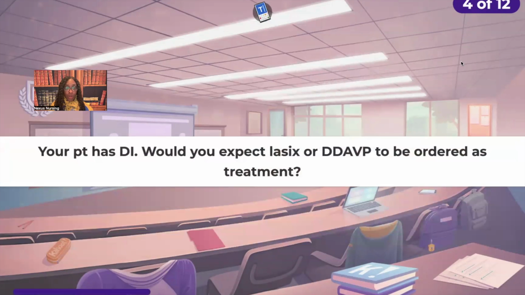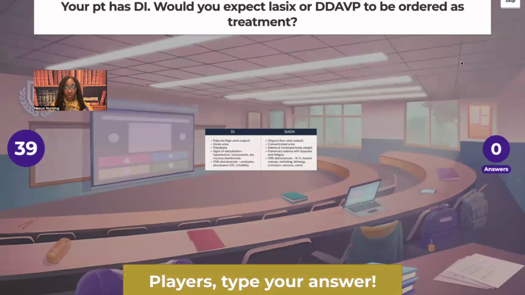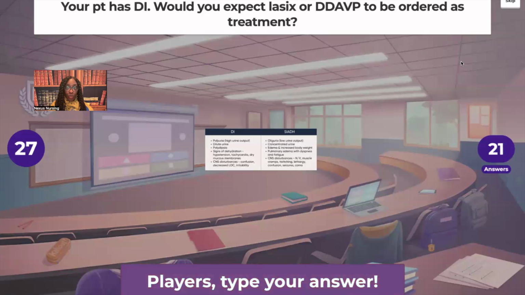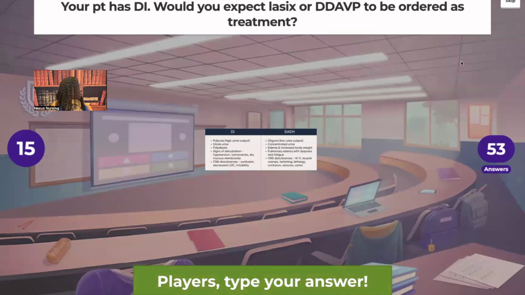All right, type in your answer. Your patient has diabetes insipidus. Would you expect Lasix or DDAVP to be ordered as treatment? Your patient has DI, diabetes insipidus. What medication would you expect to be ordered? Would it be Lasix or would it be DDAVP? Well, I'm not going to tell you until the results come out.